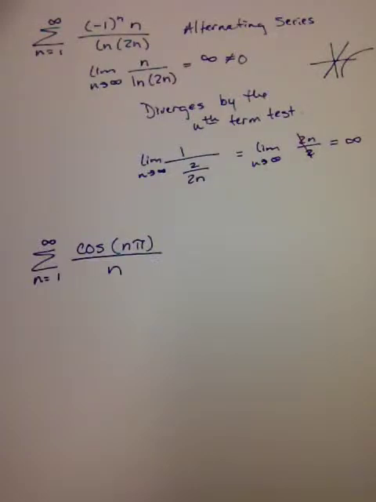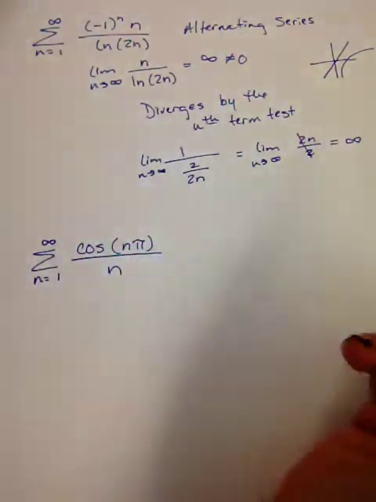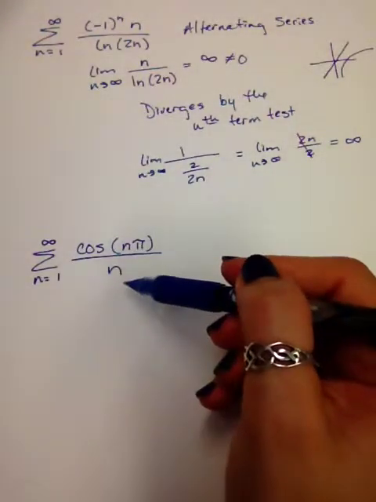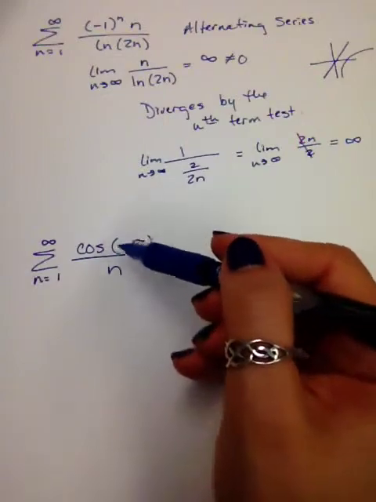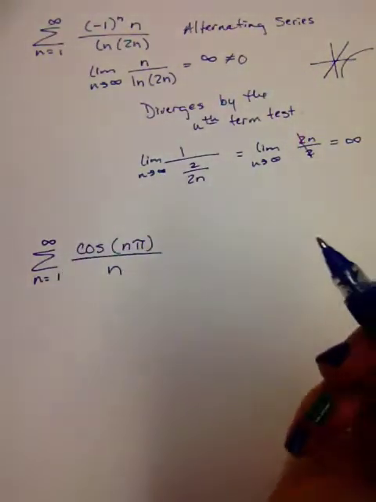This next series is suspicious because I don't actually see anything right away that would make it alternate, and you might not be sure what to do. You have a combination of cosine and an n, a polynomial. So you can't just plug in terms. The n pi should make you wonder a little bit.